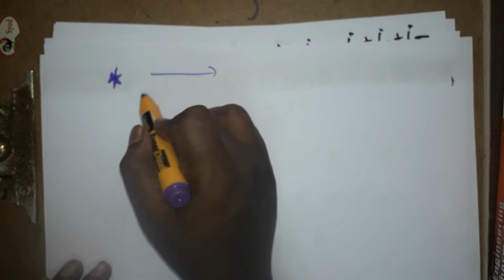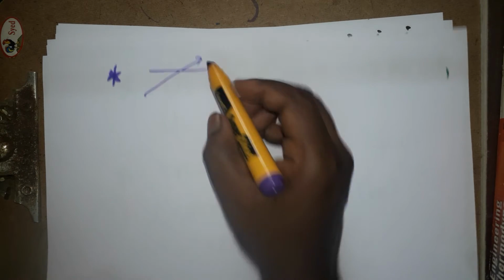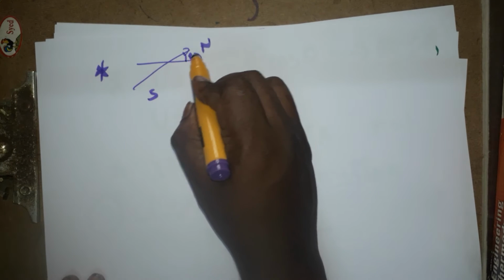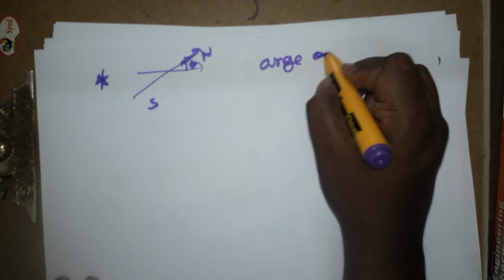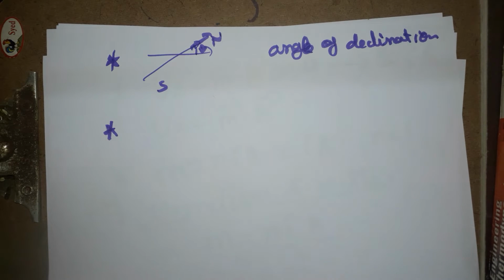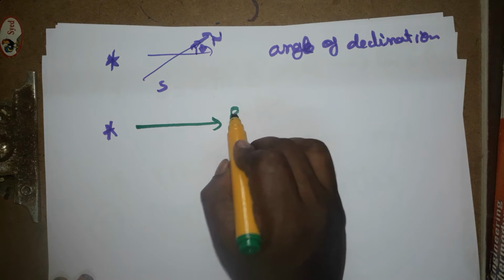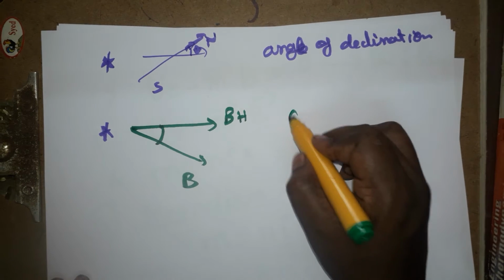Okay. So angle of dip, angle of inclination. Usually if you hang a bar magnet north and south, it will show north-south. It has some angle with the geographical north and south. That's going to be the angle of declination. Okay, same thing, the angle between the horizontal magnetic field and the actual magnetic field: the horizontal magnetic field is called BH, the actual magnetic field B. It is called the angle of dip.